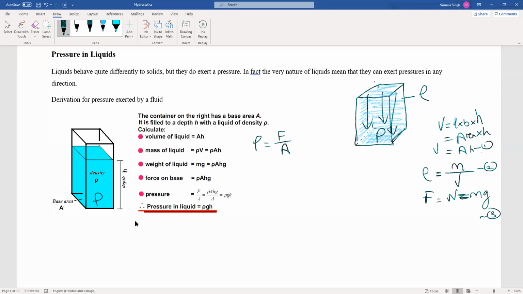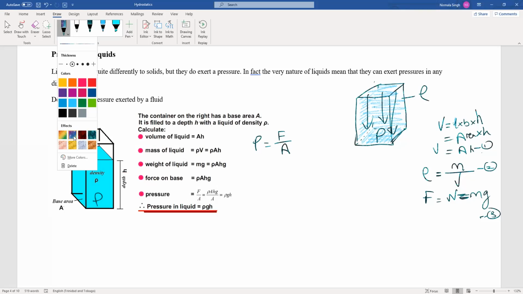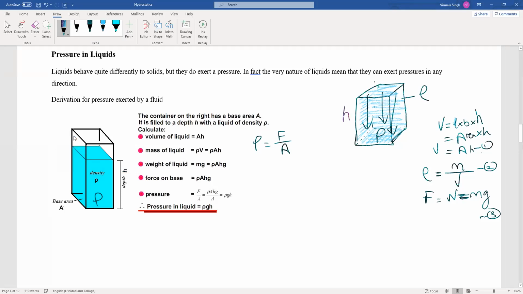In my container here, the only values that we have been given, let's just write this down: it has a liquid of density rho. The container has a height h, and it has a base area of A. Those are the only values we've been given, and we know that g is equal to 10. So let's always remember g is equal to 10.